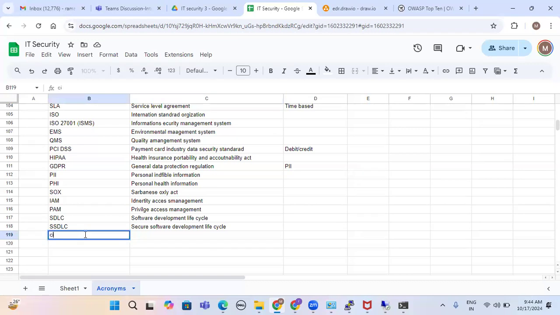And we have CI/CD, continuous integration and continuous development.